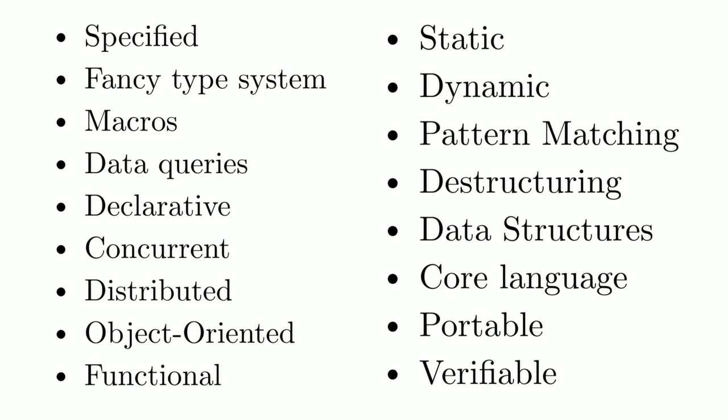And so this is a language that is specified. It has a fancy type system. There's macros. There's data queries. It's declarative when it can be. It's concurrent when you want it to be. It's distributed if you need it to be. It can be both object-oriented and functional. It can be both static and dynamic. It uses a lot of pattern matching. It lets you use destructuring to make your programs read concisely. It has excellent access to data structures. It compiles down to a core language, and it's portable and verifiable.